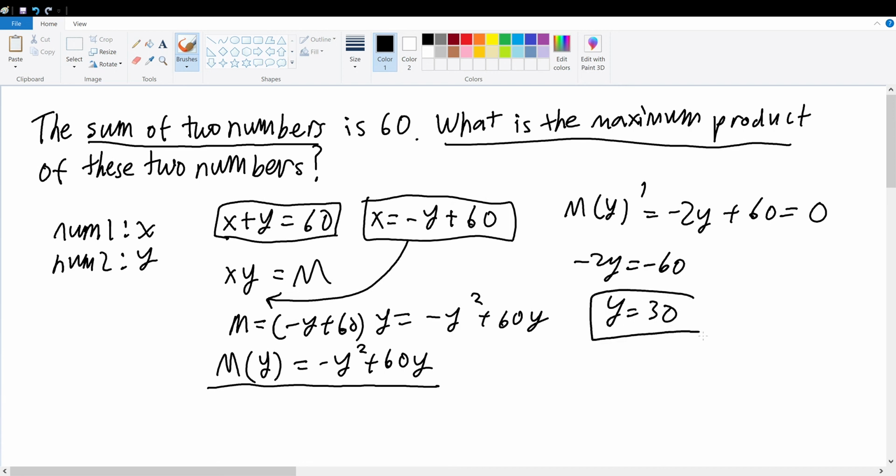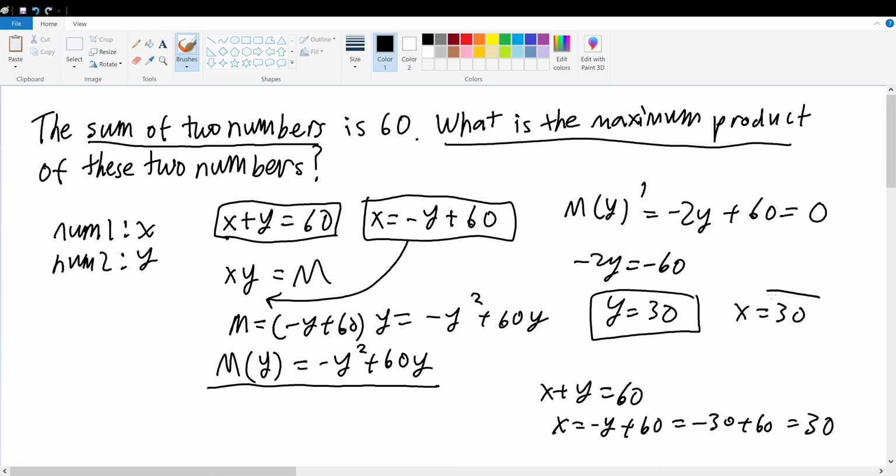And since we have y, we can solve for x through the equation x plus y is equal to 60, x being negative y plus 60, which is equal to negative 30 plus 60, which is equal to a grand total of 30. So y is equal to 30 and x is equal to 30. Hence, solving this problem for the optimization of the sum of two numbers being 60, the maximum product is 900.